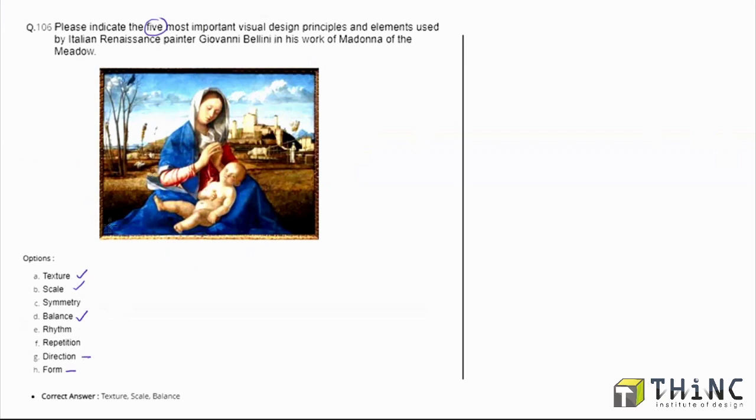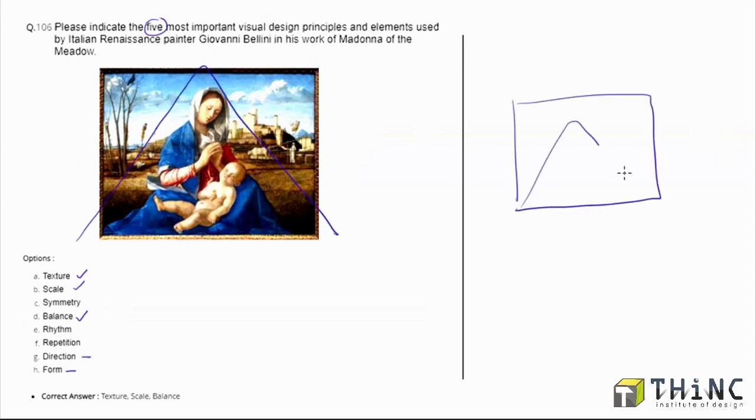Direction is, you can see the way the illustration has been done, there is a direction towards this side. Overall, the painting is illustrated in such a way that it has a sense of direction focusing towards the top. Right? So direction can be a very good option. And the last one is form. There are a lot of three-dimensional elements which are played with. So form is also the right option. The right options would be texture, scale, balance, direction, and form.